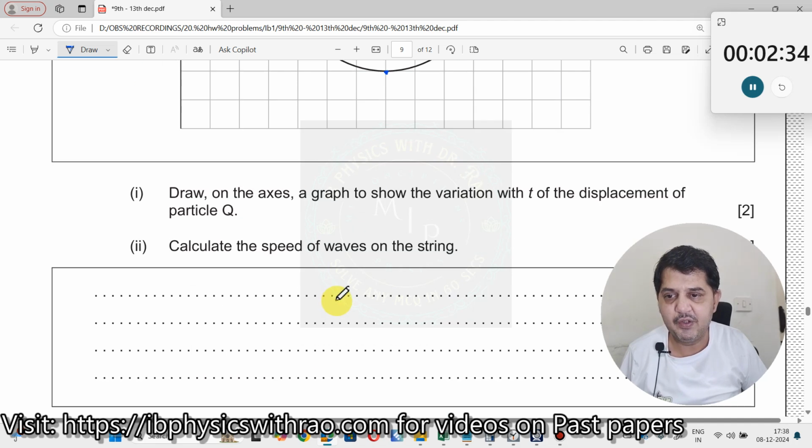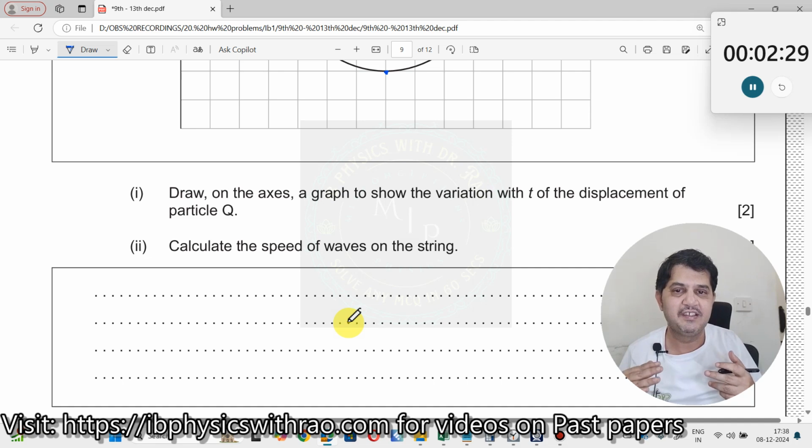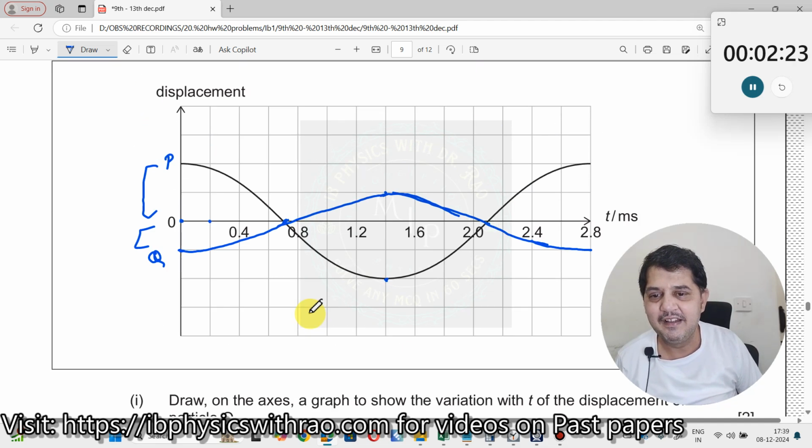If you do not understand, do ask me. Maybe I will try to do an experiment and show you how things change. Maybe I'll write a code in GeoGebra or something like this, or I'll take your help and do it as well. Right, and so we have drawn the graph.